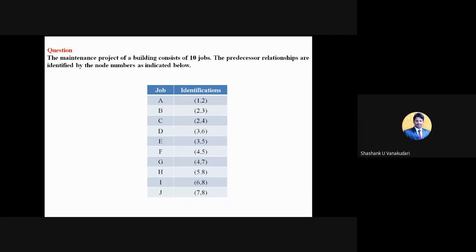If you start solving, then only you will understand these types of problems, or else it is very difficult to draw the network diagram at the time of exam. So make sure you practice it thoroughly, so that once you try here, you can easily solve the further problems.